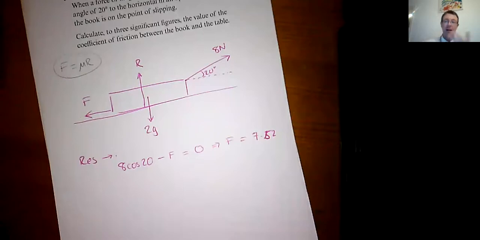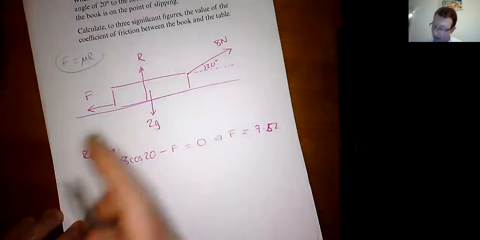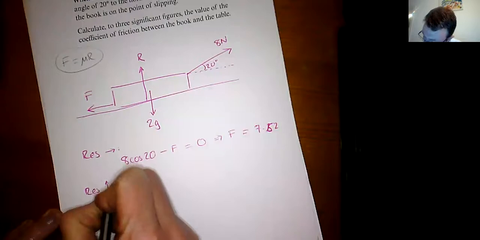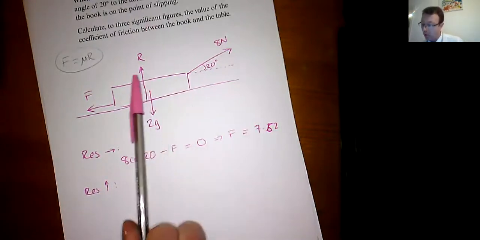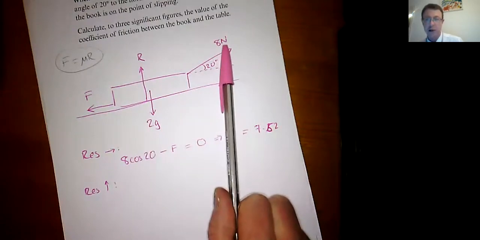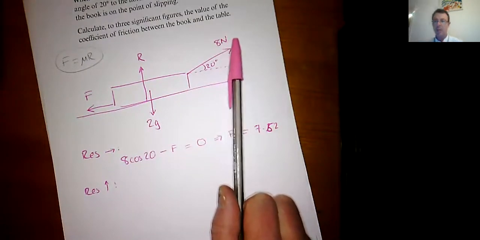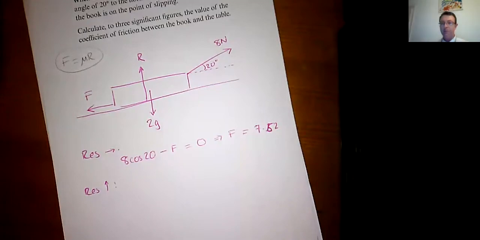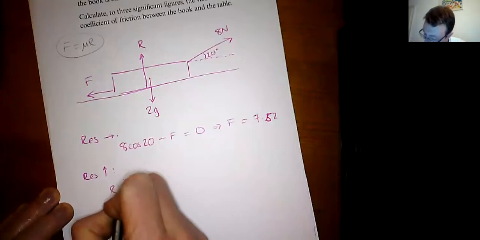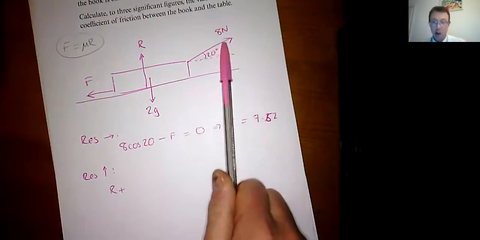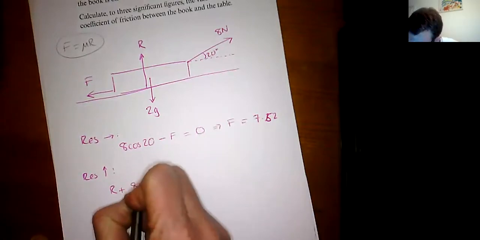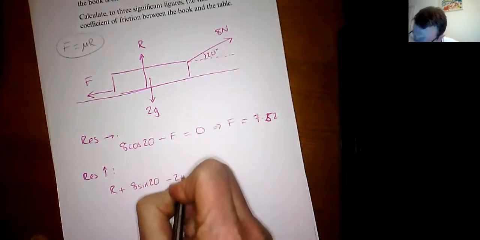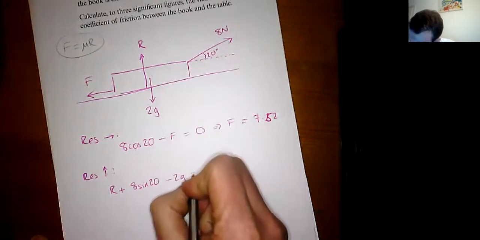Having resolved horizontally, let's resolve vertically then. What's going upwards? We've got R, and we've got the vertical component of that force. That's going upwards, so they're both positive. And what's going down is the 2g. So I've got R plus, and that was 8 cos 20, so this is going to be 8 sin 20. Take away 2g. Why take away? Because it's going down. Equals 0.